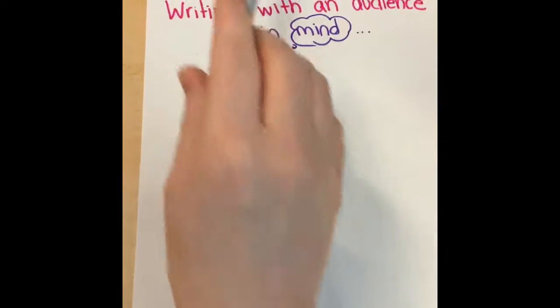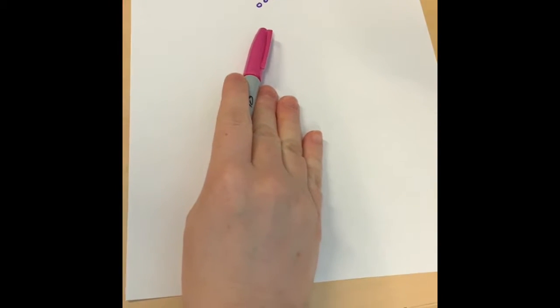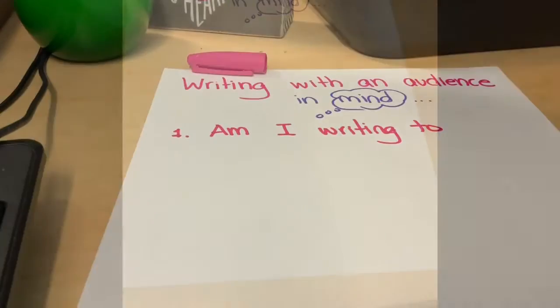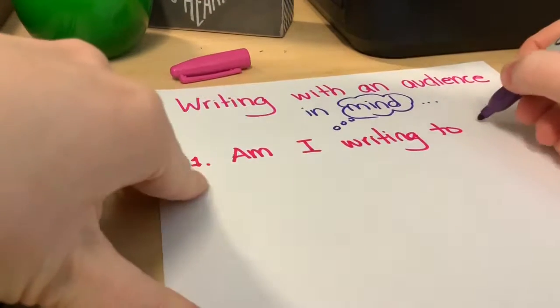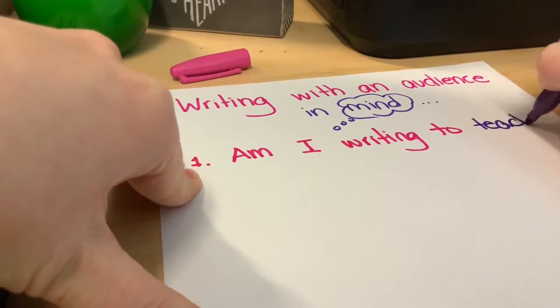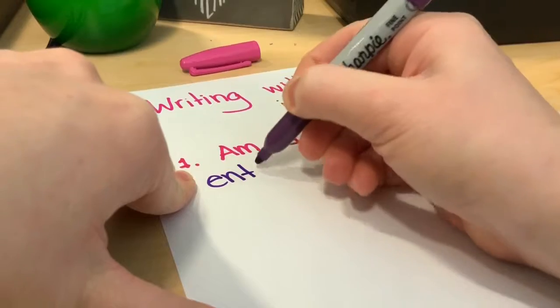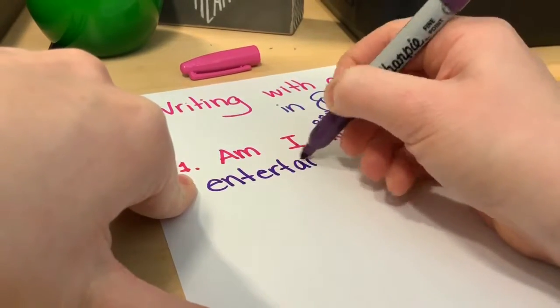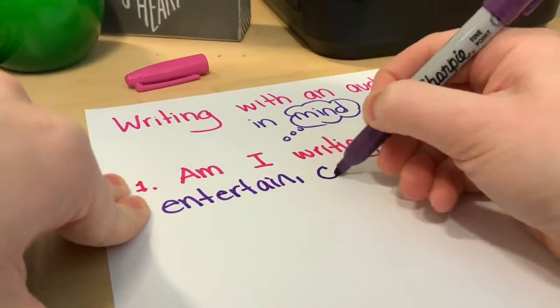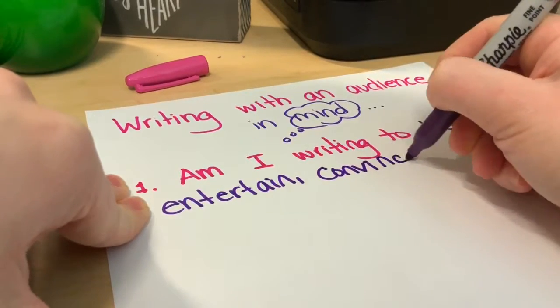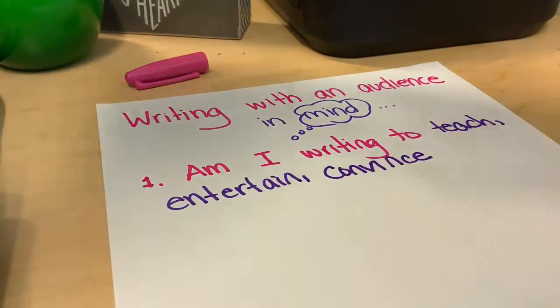Mario, yeah? When you're writing, you want to be thinking about the people who are going to be reading your book. So start by thinking about the purpose of your book. What kind of book or paper are you writing, and why are you writing it? Am I writing to teach, like with a teaching book, a nonfiction book? To entertain? Or to convince my readers of something? Why am I writing?